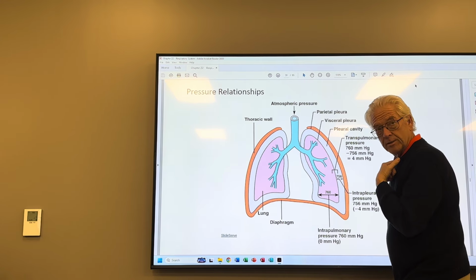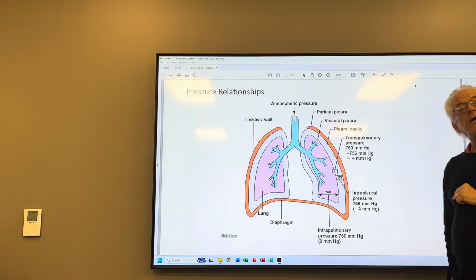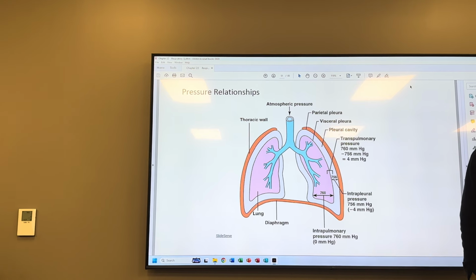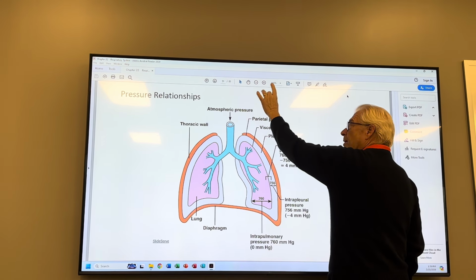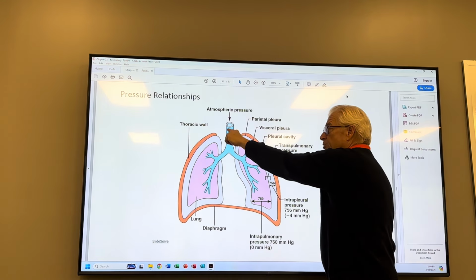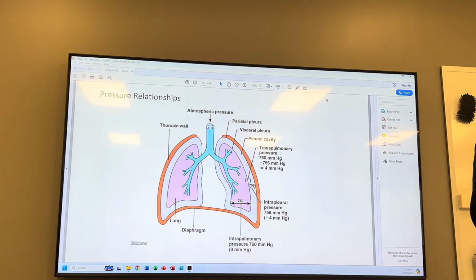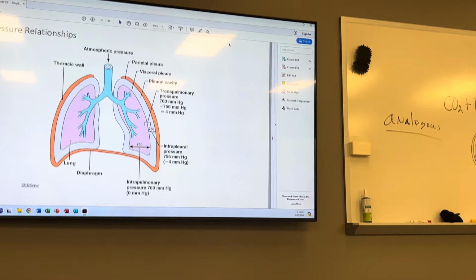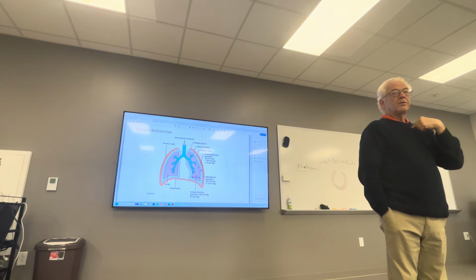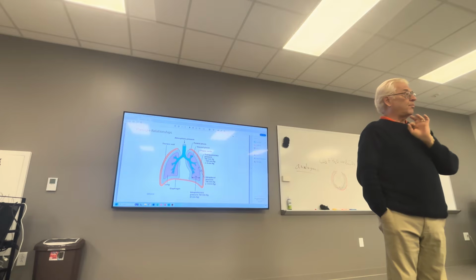What's this? Your trachea. Is it closed or open? Open. Always or sometimes? Always. Patent. Always. Got it? That means, what's my pressure out here? 760. So what's my pressure in here? 760 also. In fact, right now, if we just stop breathing, we've equalized the pressure in and out. Got it? Just sit there without breathing. It's in and out, same pressure.